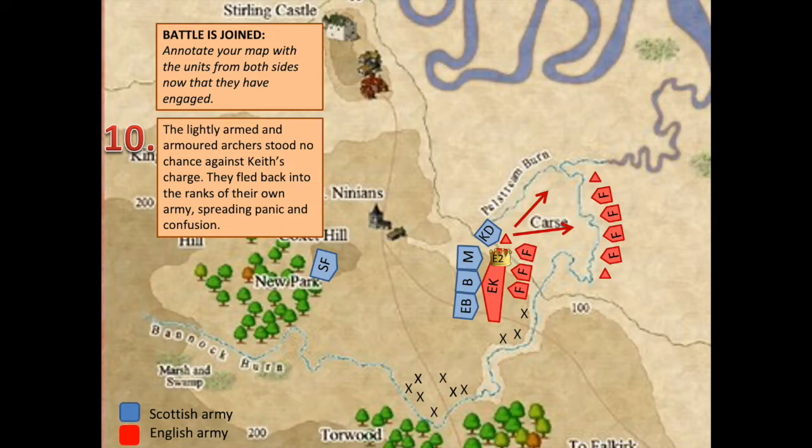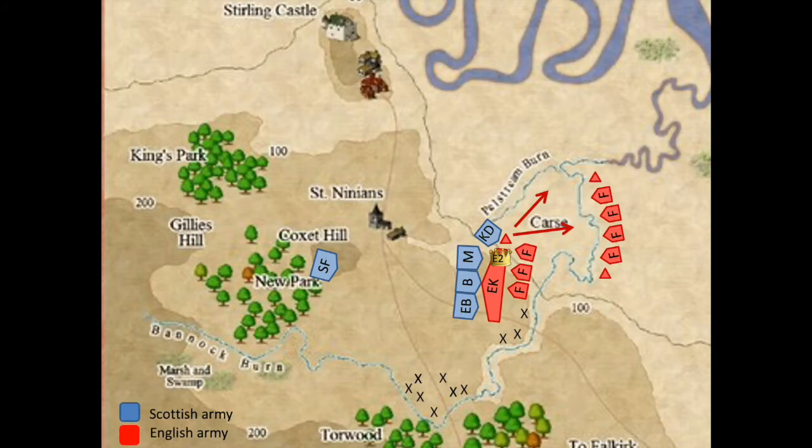Sir Robert Keith's cavalry have just charged into the right flank of the English army, forcing the archers to scatter and to run away. So the lightly armed and armoured archers stood no chance against Keith's charge. They flee backwards into their own ranks, and that helps to spread confusion and panic amongst the wider English force.